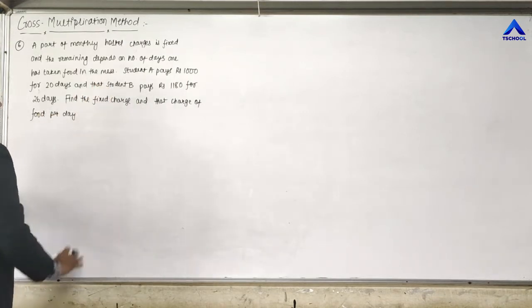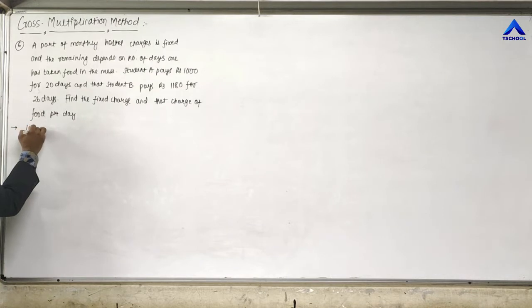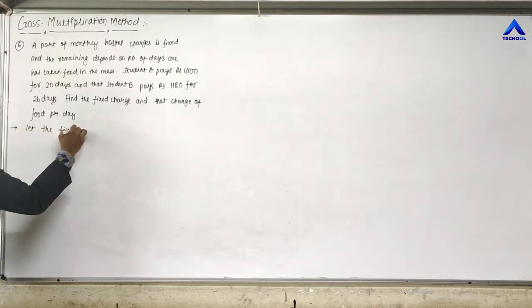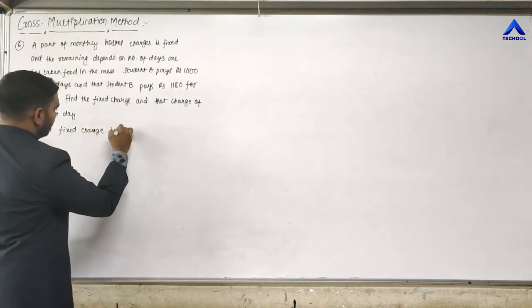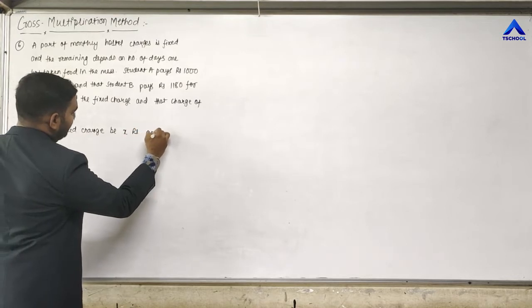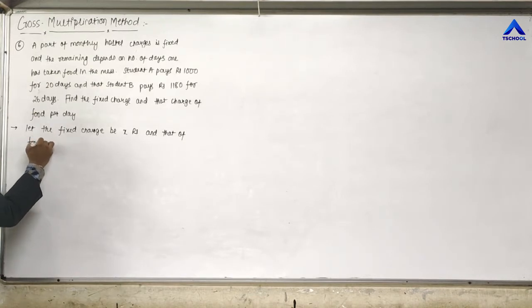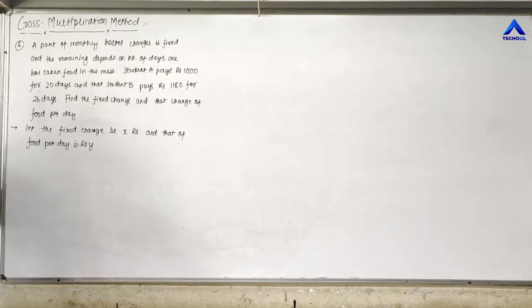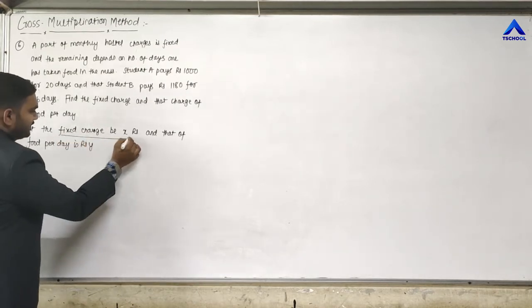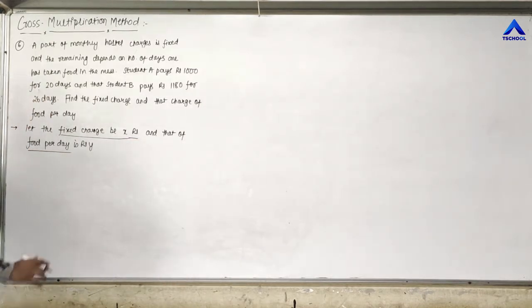So first of all, what we are going to do is we are going to assume both of them as variables. That is, let the fixed charge be X rupees and that of food per day is rupees Y. Right, note that the fixed charge is X rupees and the charge of food per day, that means this is per day charge, that is rupees Y.